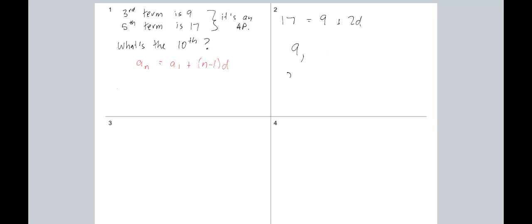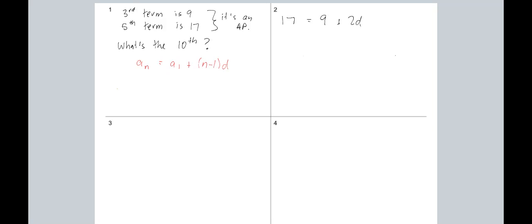Okay, the third term is 9. 9 plus D would be the fourth term. And so 9 plus 2D would be the fifth term, which we know is equal to 17. That's the logic behind it, right? Okay, I won't belabor that.